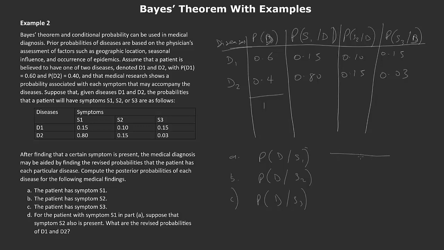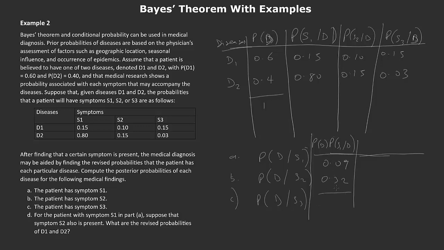So let's continue the table here. Let's say this is the probability of the disease times the likelihood for symptom 1. In this case, you just take the product 0.6 times 0.15, and that will give 0.09. Then for the second disease, that's 0.4 times 0.8, and that will give 0.32.